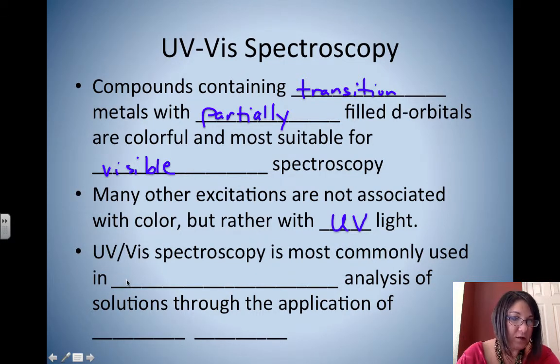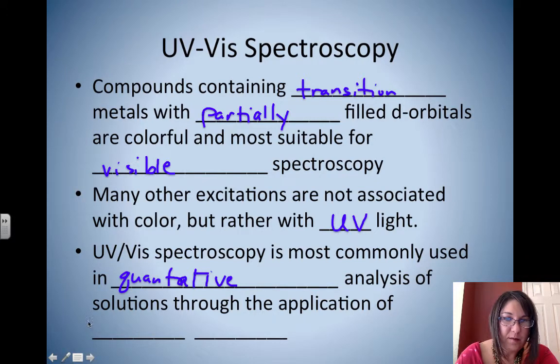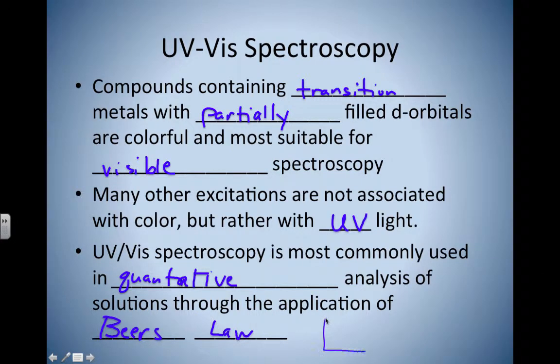UV-Vis spectroscopy is most common in the quantitative analysis of solutions. Through the application of Beer's law, where we can equate through the graph of a straight line the absorbance of a substance and its molar concentration. So we did this in our first lab of the year with the concentration of food dye and the concentration of copper in brass.